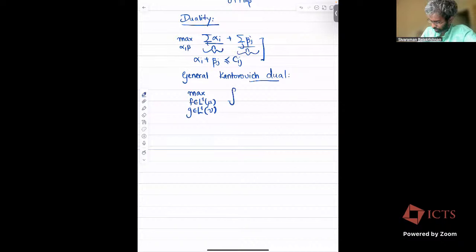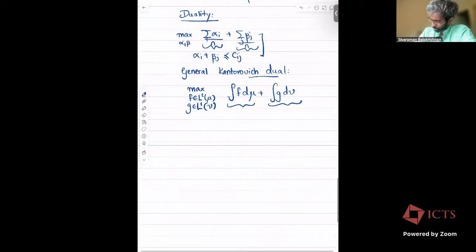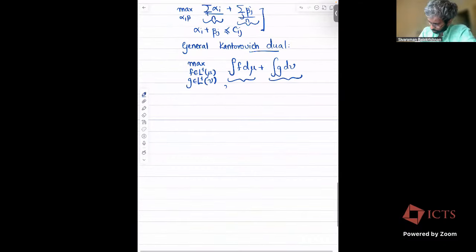It'll work out that the correct generalization will be the integral of f d mu plus the integral of g d nu. So in the discrete case, we took everything to be atoms of mass 1 over n. In general, it will be these two objects that will form the objective. And the constraint will look the same as it did before. It just says f of x plus g of y should be less than the cost for going from x to y.